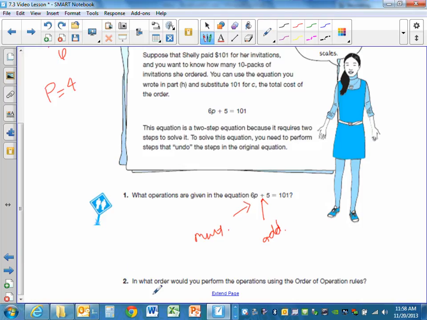Number 2 says, in what order would you perform the operations using the order of operations rules? Well, remember you have your Please Excuse My Dear Aunt Sally. And when you're using order of operations, you go from top to bottom. So first you would do multiplication, and second you would do addition.